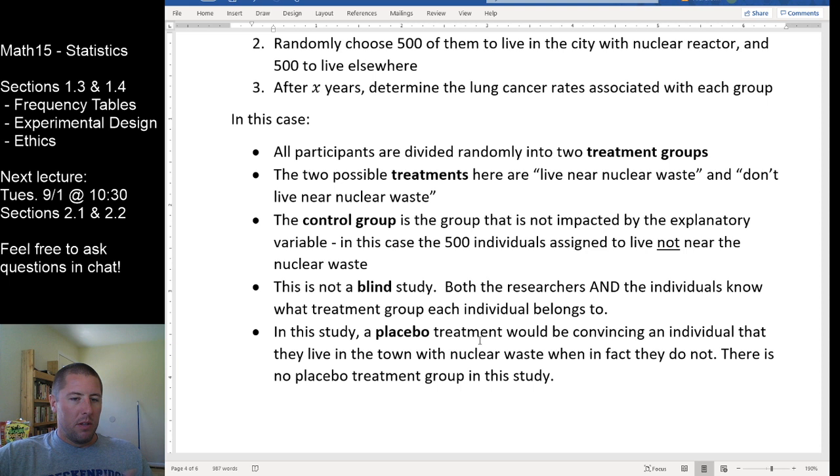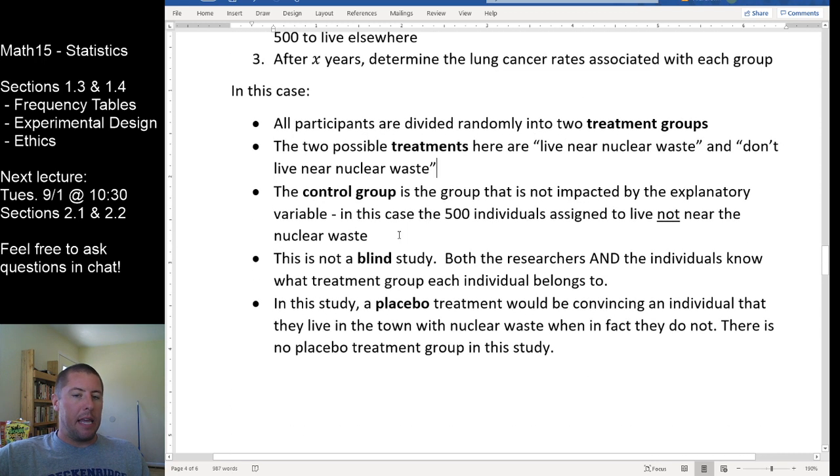There are no placebos in this study because nobody is unsure of whether or not they're in the treatment group, right? A placebo is when we say, here is the pill, you're receiving the medication, even though you're not. That would be the placebo. We don't have any of that in this case right here.